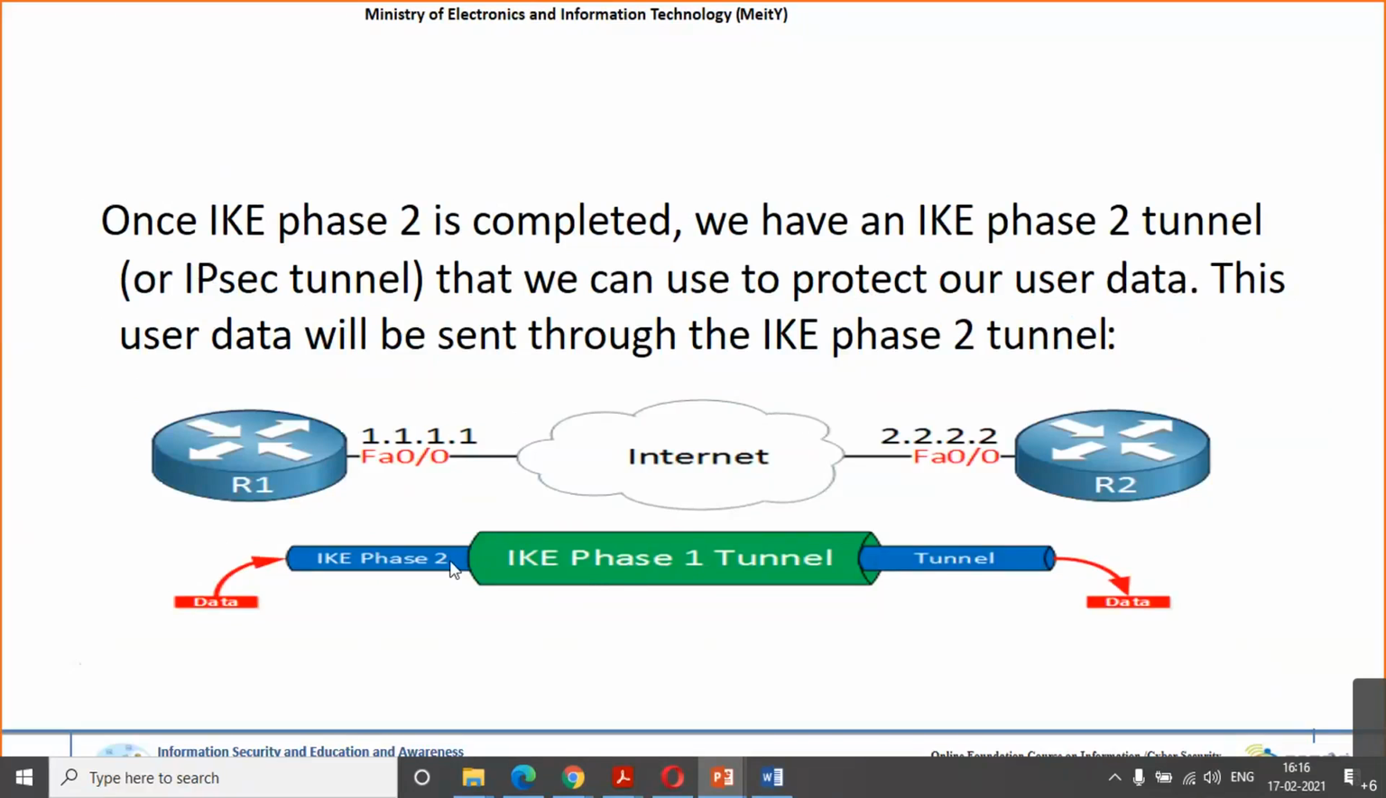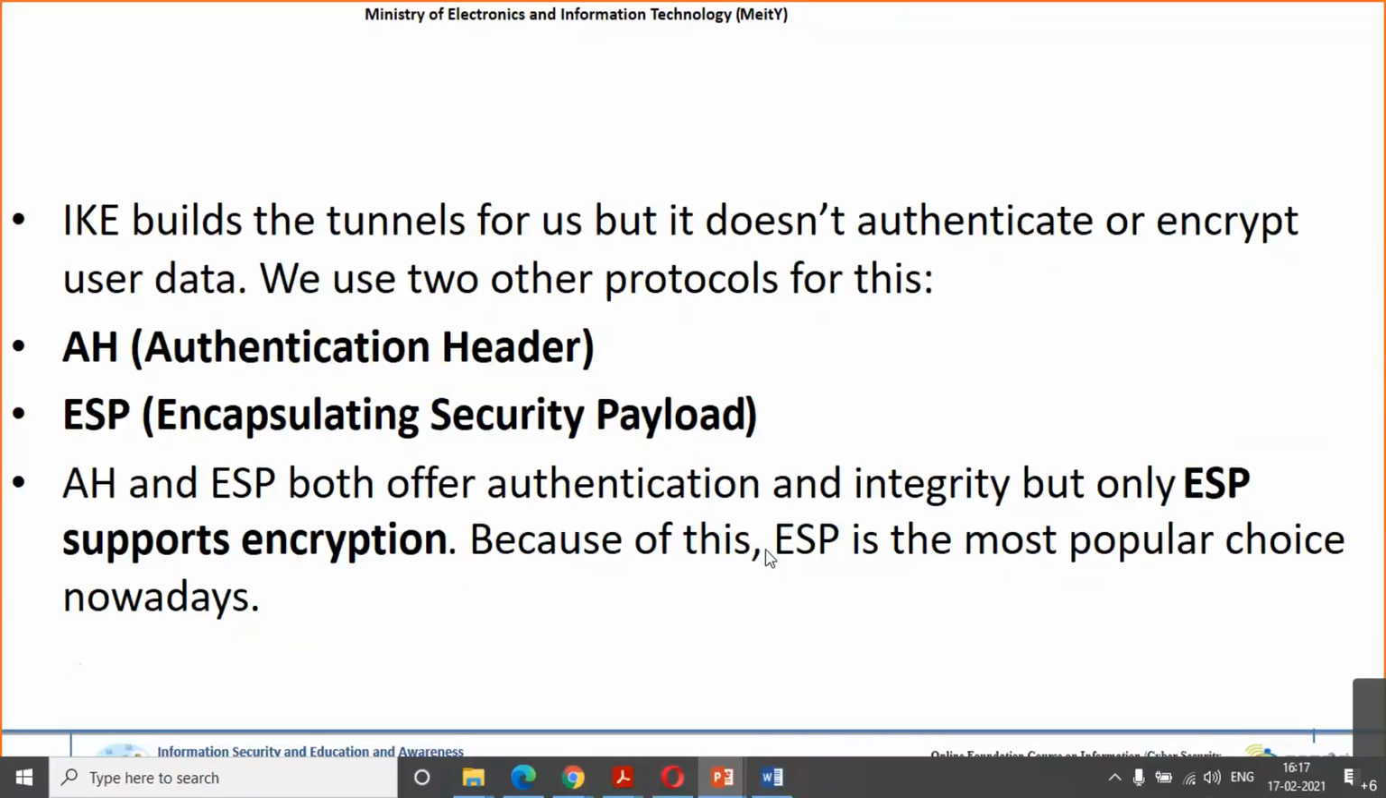Although this is shown diagrammatically like this, actually it is software. So we have a second layer of protection, called the IKE phase 2 tunnel, that is built in IKE phase 2, and this is used for actual data protection. Your actual data is protected by the IKE phase 2 tunnel, and the IKE phase 1 tunnel is used for the management of the traffic.